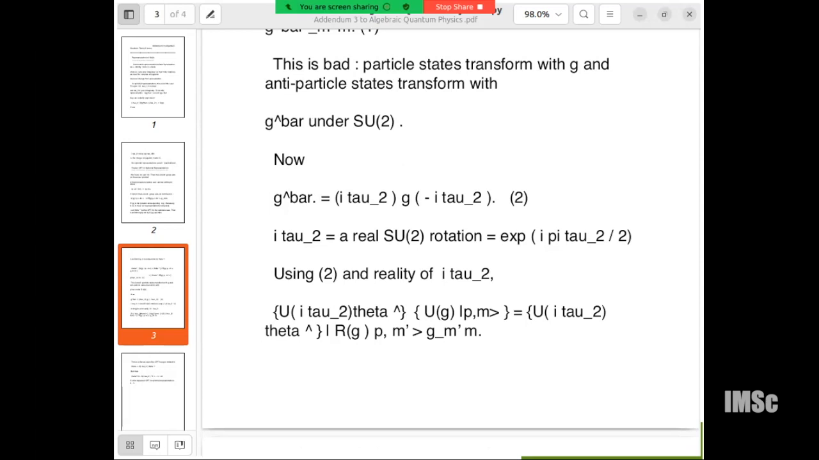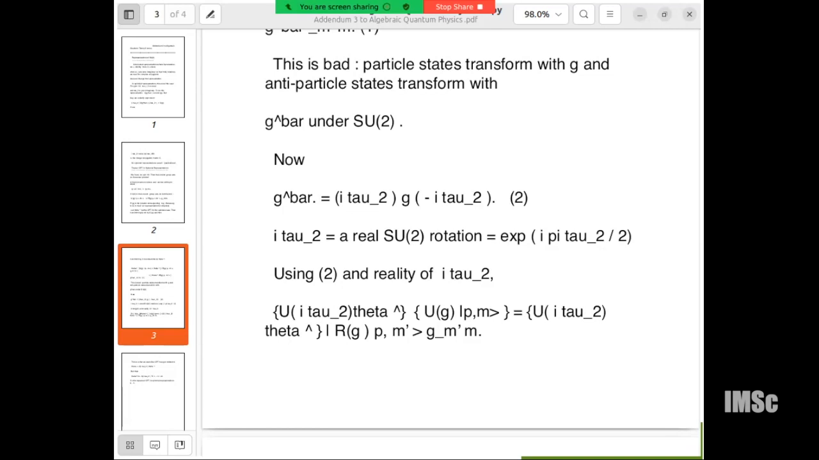continuation of this. iτ2, the charge conjugation matrix, is actually an SU(2) matrix. Yeah. It is a rotation by pi around the second axis. And since τ2 is pure imaginary, this matrix is actually a real SU(2) matrix, the SU(2) matrix of this iτ2. τ2 is pure imaginary, so multiplying it by i, all the entries of iτ2 are real. It is also a rotation. Okay. This is important. So I can now do the following.